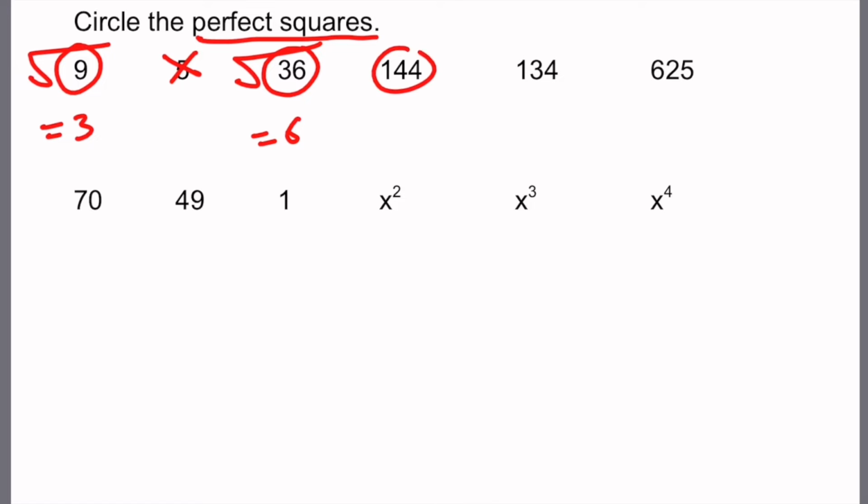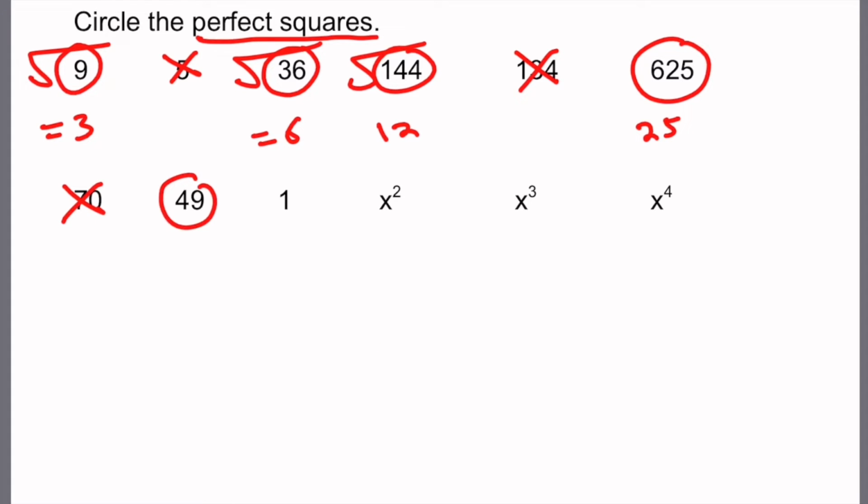144 is a perfect square. If we square root this thing, we get 12. And again, going opposite, 12 times 12, you get 144. 134, if you square root that, you get a bunch of decimals, not good. 625, square root that, you get 25. So this is a perfect square. And again, going backwards, 25 times 25 gives you the 625. Okay, 70 is not a perfect square. Again, square root it, a bunch of decimals. 49 is, square root it, you get 7. 1 is a perfect square, because if you square root 1, you get 1. And that works backwards as well, right? 1 times itself, 1, is also 1.